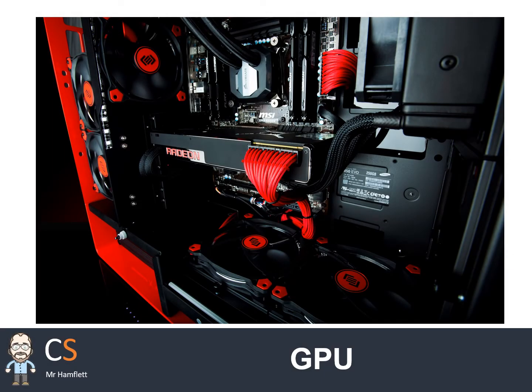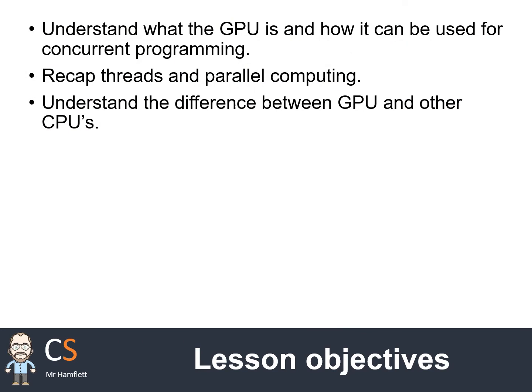In this lesson, we're going to be looking at graphical processing units, or GPUs. Now, for any gamers out there, you're probably very familiar with what GPUs do and the power behind them, but we're really going to start to look at what they actually really are, and also what alternative uses we might have for them other than playing the latest games. So we need to understand what the GPU is and how it can be used for concurrent programming.